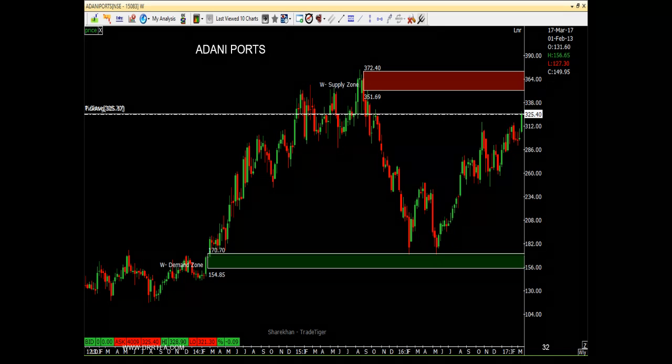We try to identify zones, basically the buy zone and the sell zone. In this particular example, we went long on Adani Ports at around 170, and we have a target in our mind, which is 350. So we stay long on Adani Ports from 170 till 350. We don't pay much attention to the noise in between. This is our long-term trade.